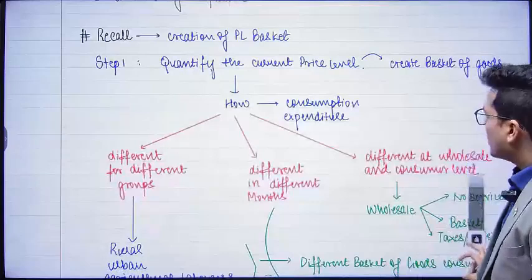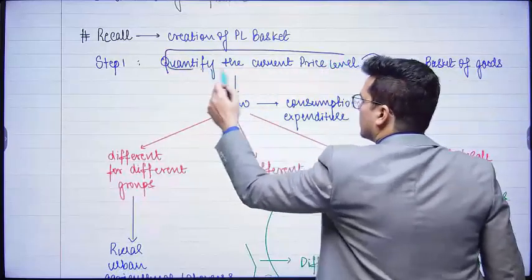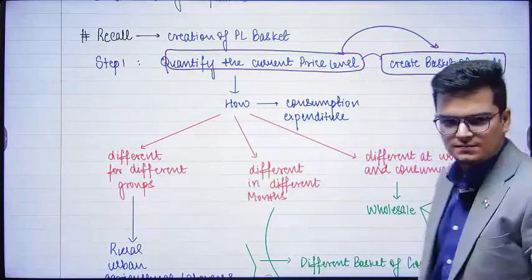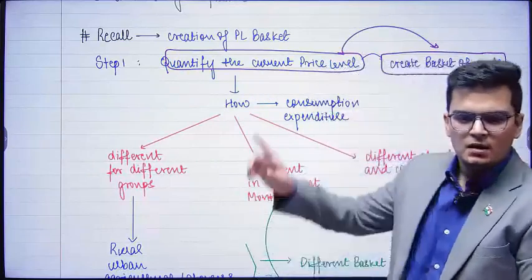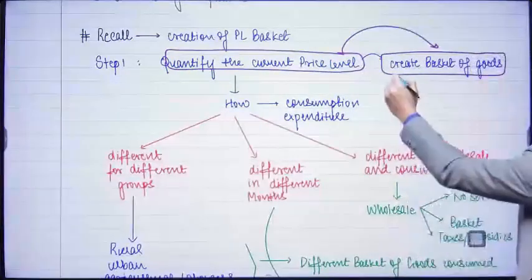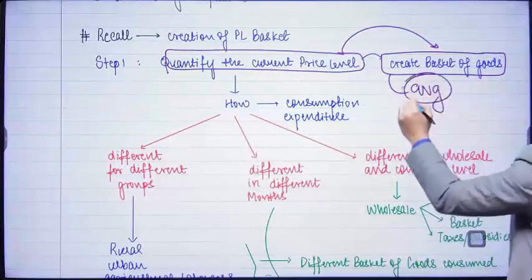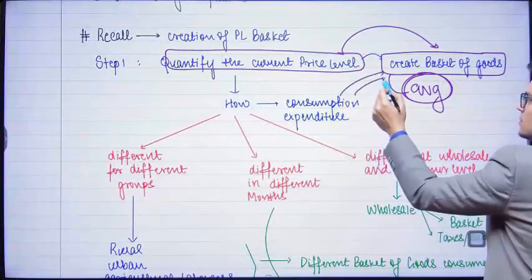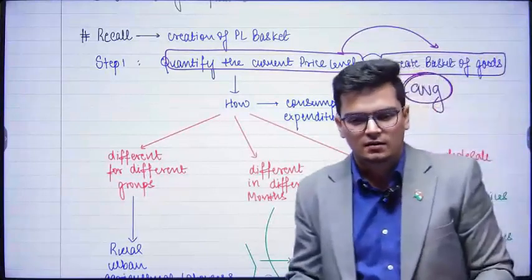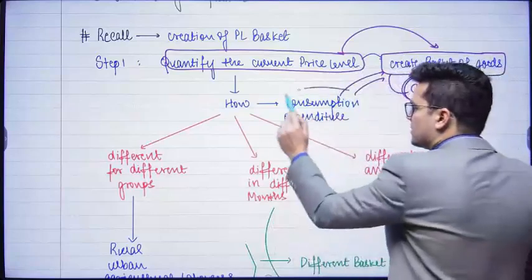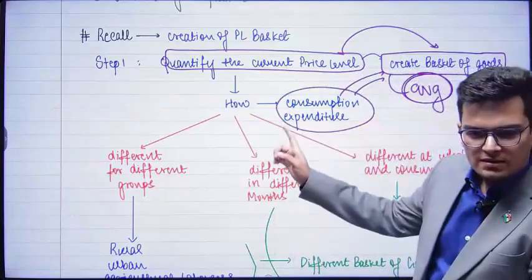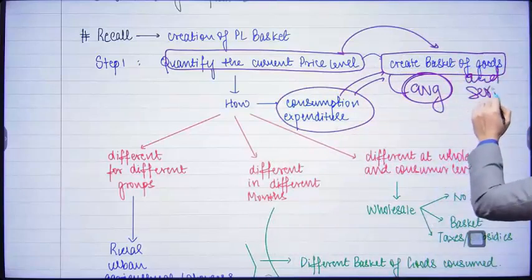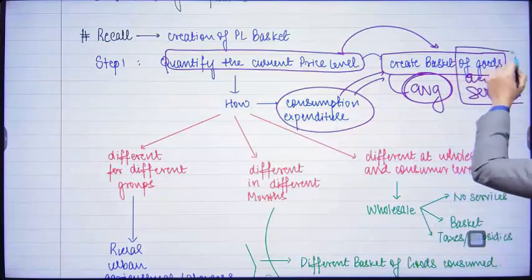So what did I do when I have to measure inflation? I will quantify the current price level. To quantify the current price level, I will create a basket of goods, right? This basket of goods is what the average Indian consumer consumes, right? How will I find this कि average Indian consumer क्या consume करता है? I have consumption expenditure data. From consumption expenditure data, I will create a basket of goods and services that the average Indian consumes.